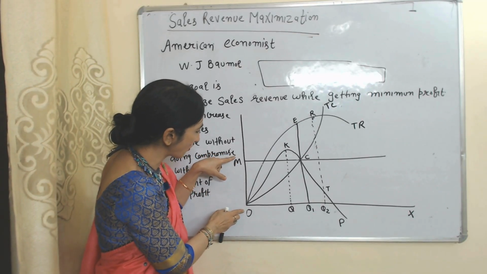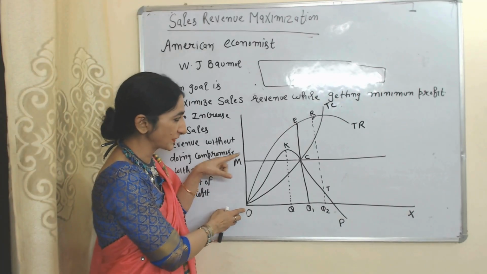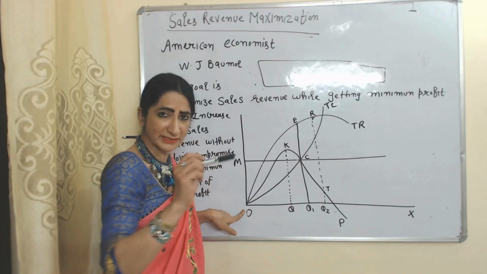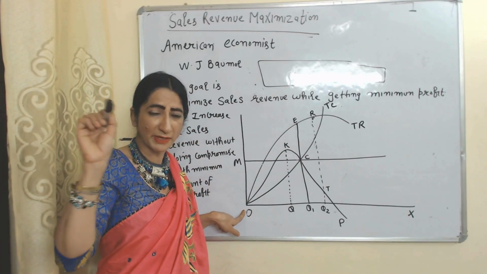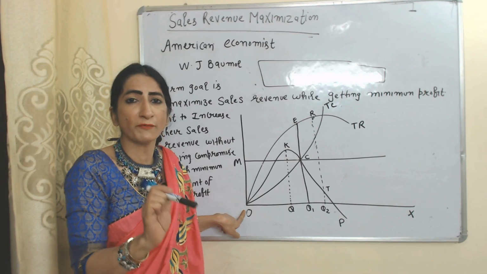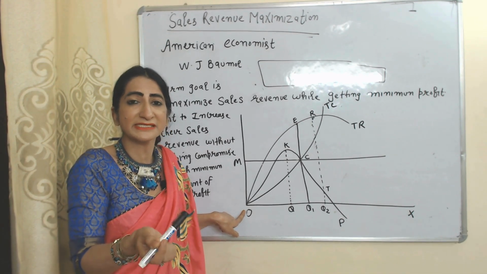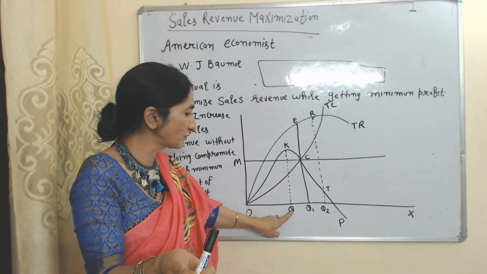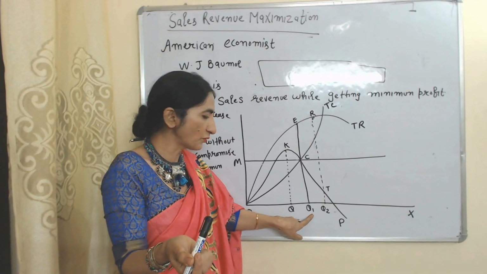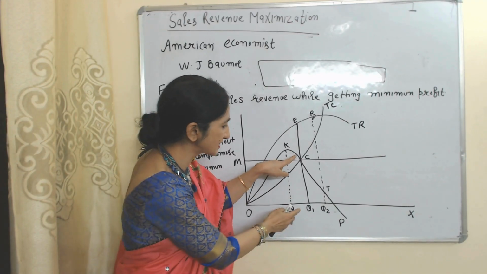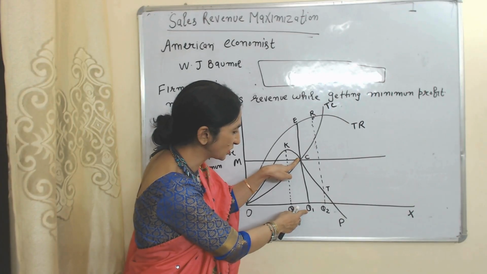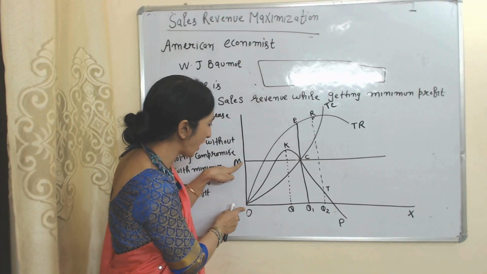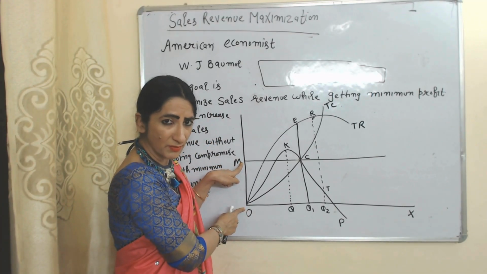Suppose our minimum amount of profit is equal to OM. K is our profit maximization point and OQ is our profit maximization output as we earlier discussed. But here firm objective is not profit maximization, here firm objective is sales revenue maximization. That's why firm will increase their output from Q to Q1. At Q1 amount of output, firm is receiving profit equal to CQ1. This CQ1 is equal to OM. This OM is our minimum amount of profit.